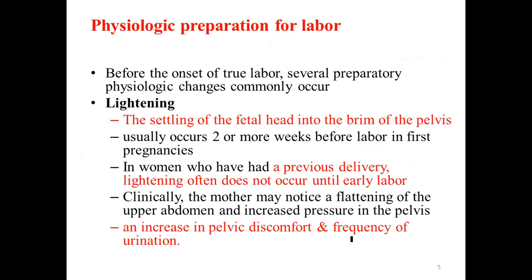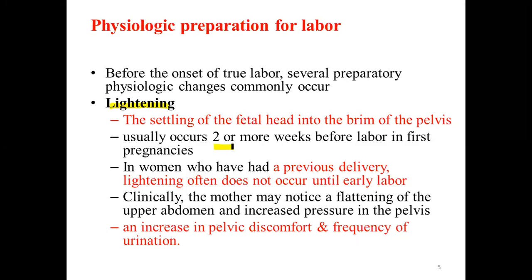So what are the physiological changes that can happen before the onset of true labor? The most common physiological changes are lightening and contractions. Lightening stands for the settling of the fetal head into the pelvic cavity, and it usually occurs 2 or more weeks before the onset of true labor in the first pregnancy, and it also usually happens in a woman who has had a previous delivery.